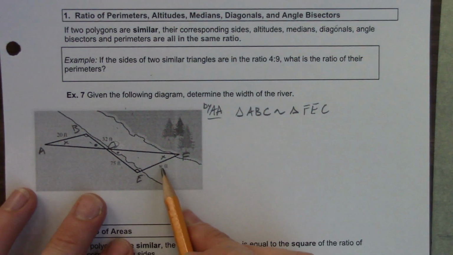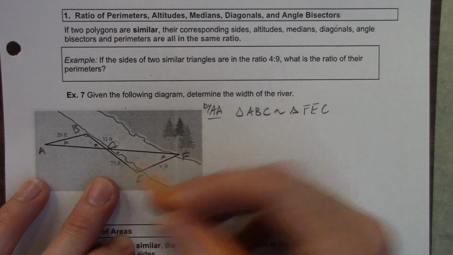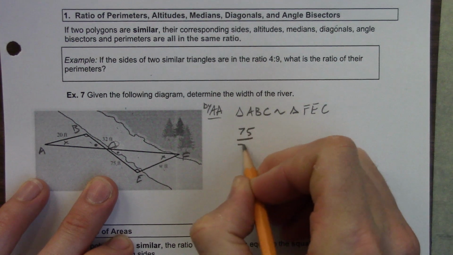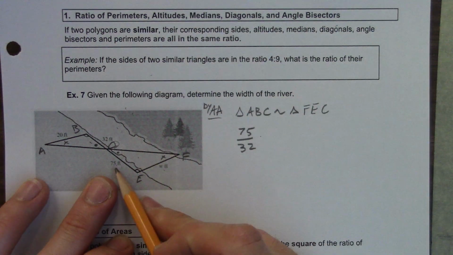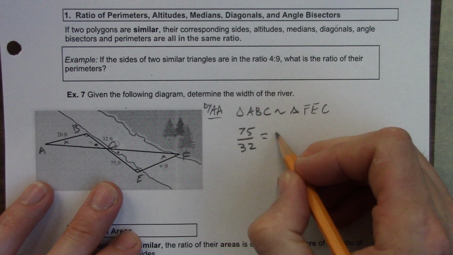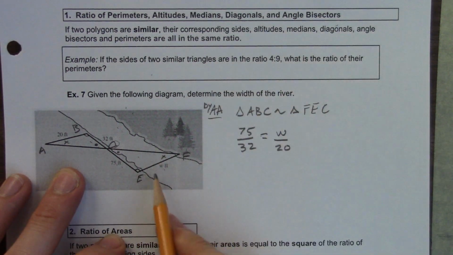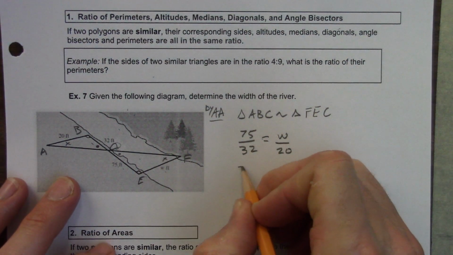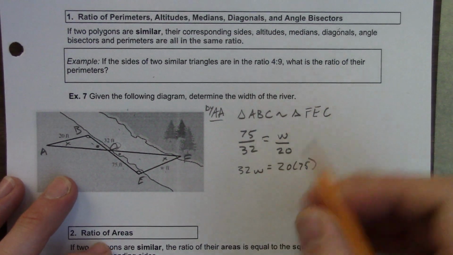So if we want to solve for W, we can first do our ratios. So let's do this ratio here, 75. I'd like to start with the larger one always, 75 over 32, just so I work with whole numbers, or larger than 1. 75 over 32 is going to be equal to W over 20. Right? W is the same as 20. Okay, so now I cross multiply, I get 32W is equal to 20 times 75.